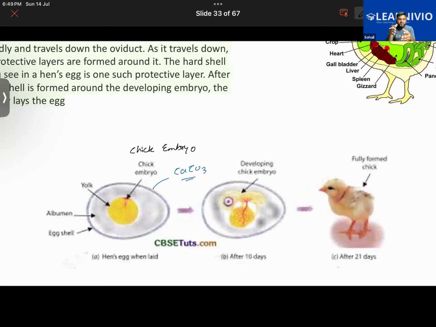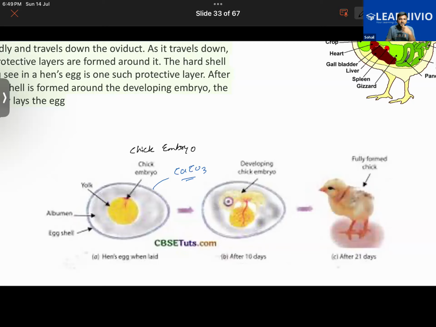And in the oviduct, it would be receiving secretions from glands found in their body, and the secretions coming from the glands would develop a hard shell around the egg.